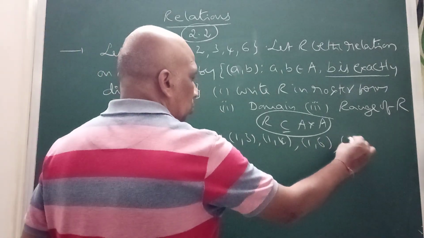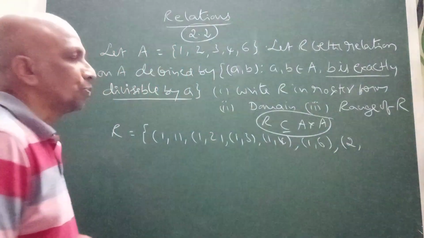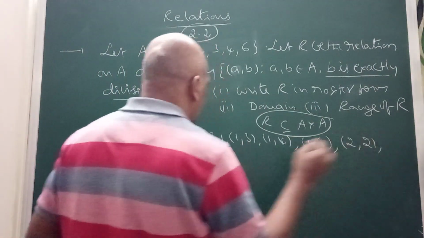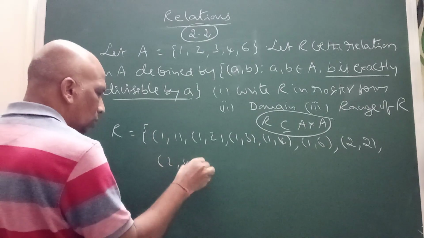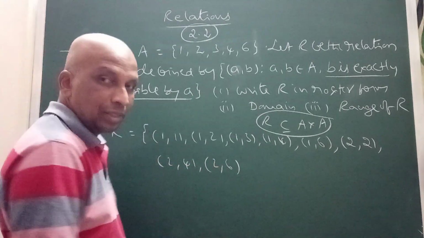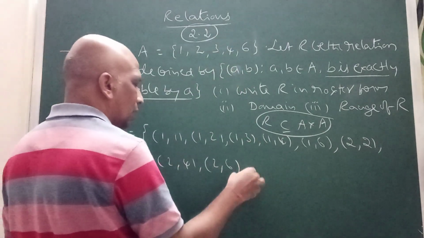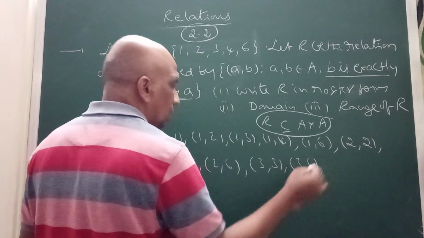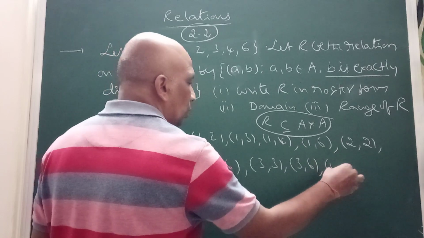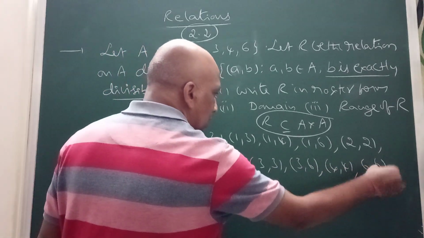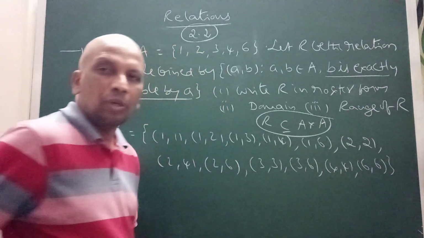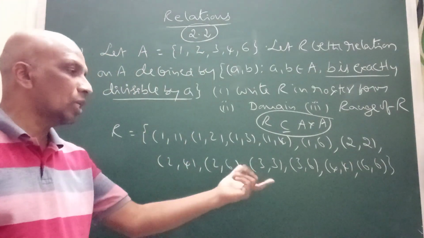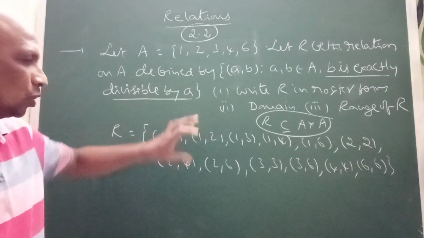If we take 2, so 2 divides 2, right? 2 divides 4 and 2 divides 6. Next I can think about 3. 3 divides 3, 3 divides 6, correct? Next 4 divides 4, and 6 divides 6. So these are the possible pairs. B, the second element, should be divisible by the first element. So I have written roster form.